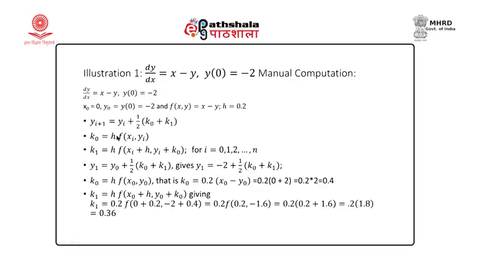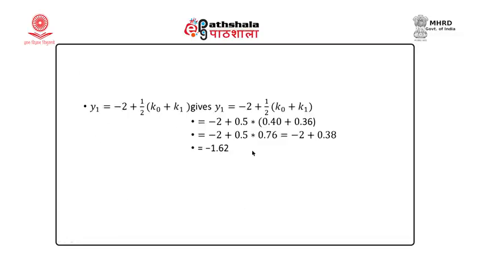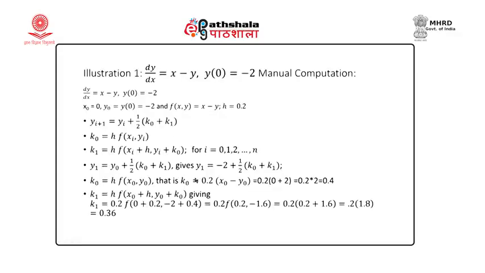We had solved one example also. For illustration we used dy/dx is x minus y, y at 0 is minus 2, so x_0 becomes 0, y_0 becomes minus 2, and we use this formula to calculate k_0, k_1, and we got the value of y_1 as minus 1.62. Now, once you get y_1, then we can again substitute in this formula, i will become 1 now. Like when i was 0, we got y_1 as y_0 plus half of (k_0 plus k_1). Next time i will become 1, so y_2 will be y_1 plus half of (k_0 plus k_1).